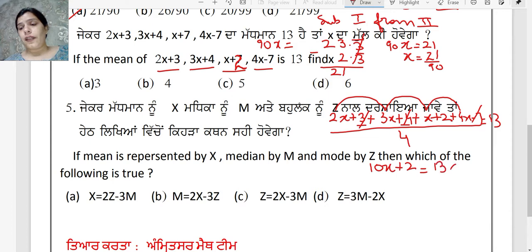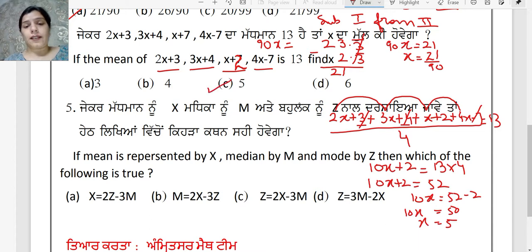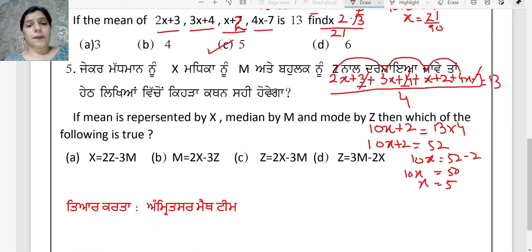4 यहाँ पे डिवाइड हो रहा है तो वहाँ जाके मल्टीप्लाई, that gives you 52. सो 10x plus 2 is equal to 52. So 2 gets subtracted over there, you get 50. So 10x is equal to 50. So x is equal to 5. You get the answer as x is equal to 5. You had to find the value of x. So correct answer is option C.